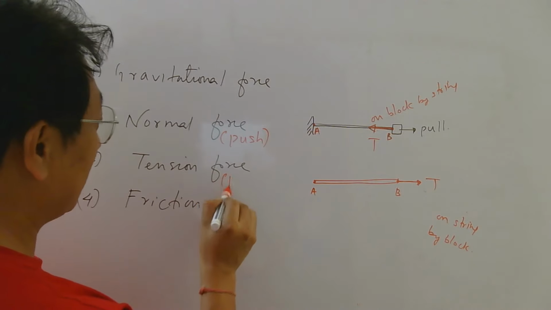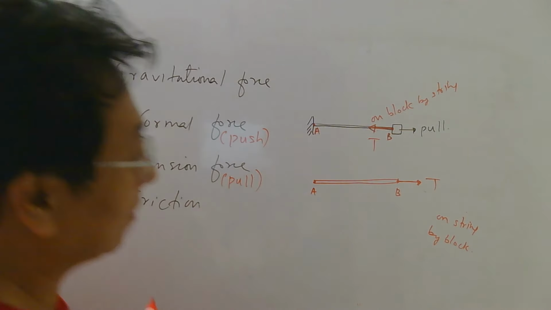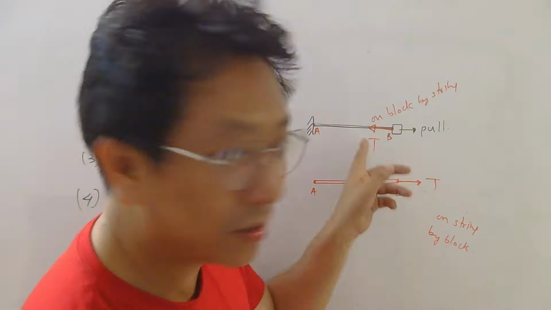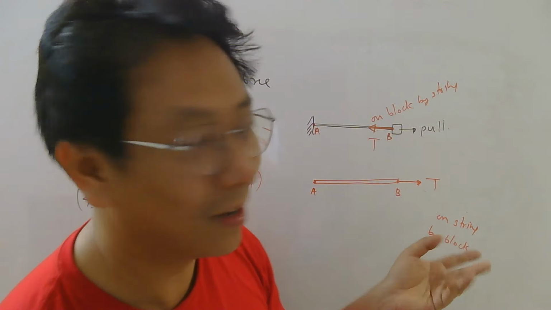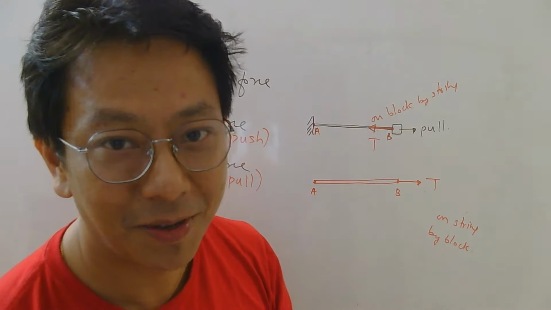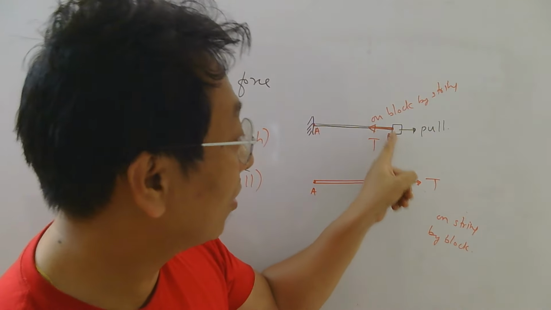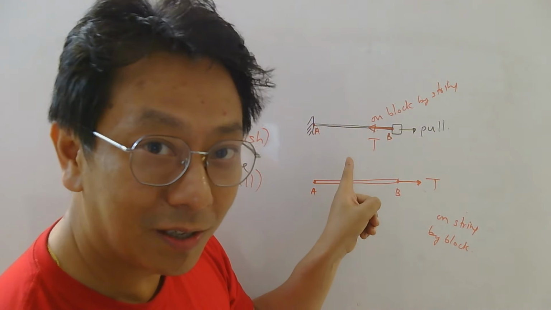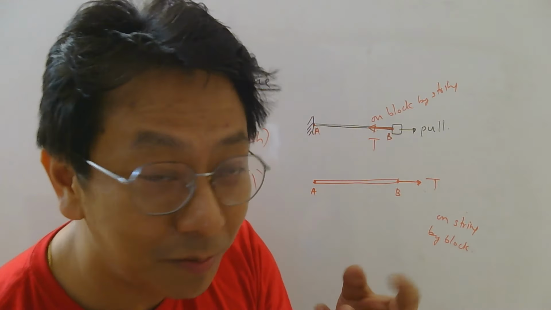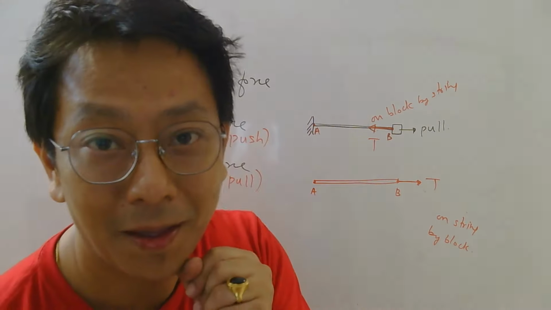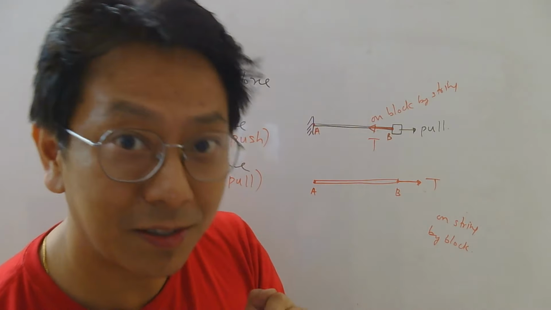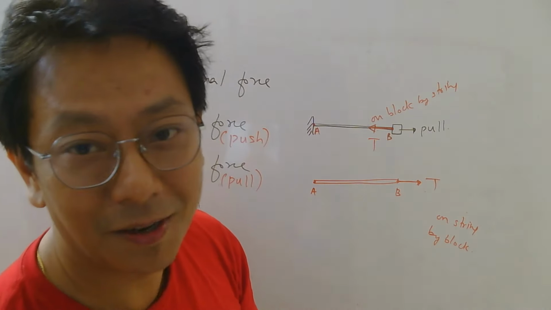So tension is a pulling force. Again, which one is tension? Both are tension force. At one point tension will be the same, but this is on the block by the string. So if you choose the block as the system, you have to draw this diagram, and if you choose the string as the system, then you have to draw this diagram.